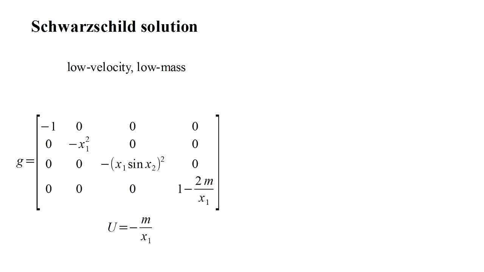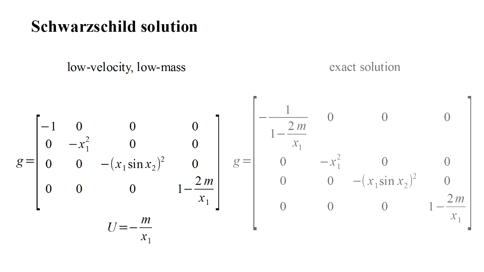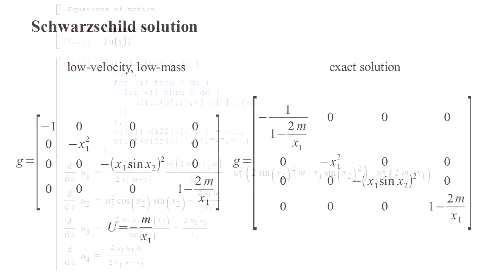The Newtonian potential of a mass m is minus m over r, or minus m over x1 in our notation. We add twice this to G44 to get a metric that will describe Newtonian gravitation outside a spherically symmetric mass m. The only difference in Schwarzschild's exact solution is that G11 is divided by this same 1 minus 2m over x1 expression. Plugging this into and running our Maxima code, we find the Ricci tensor vanishes without any approximations.